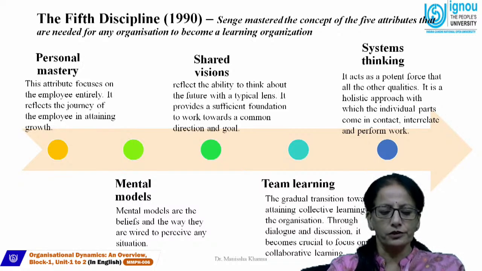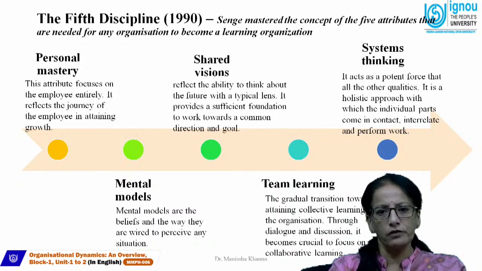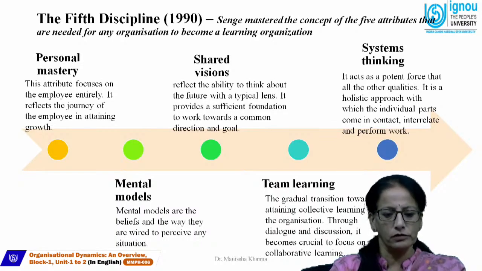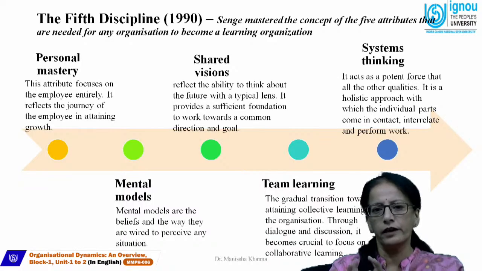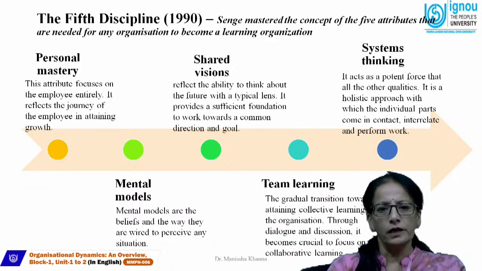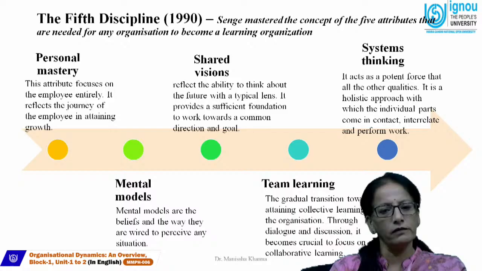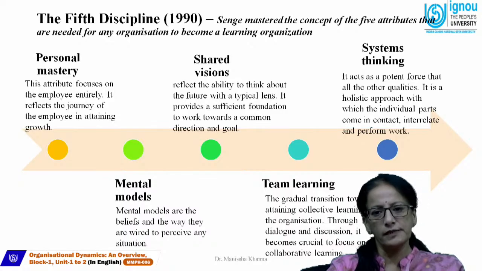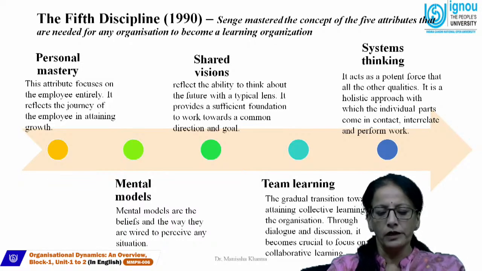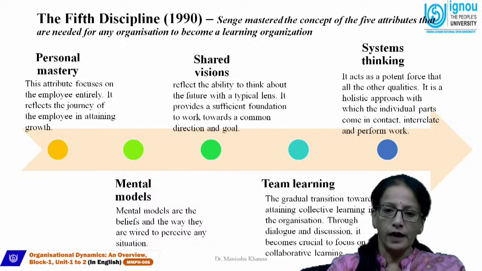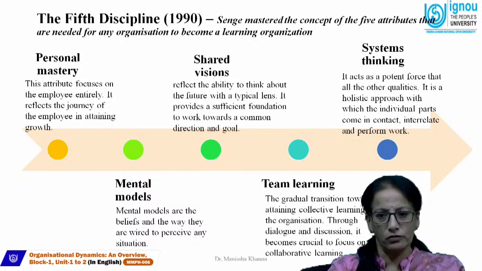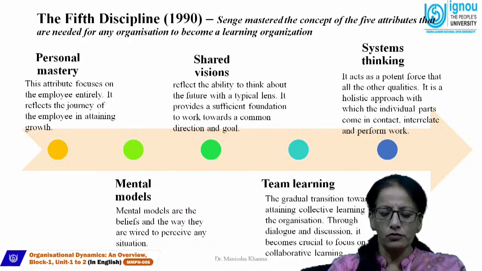Third one is shared vision. Shared vision reflects the ability to think about the future with a different lens altogether, because it provides a sufficient foundation to work towards a common direction and common goals. Fourth one is team learning. Team learning is a gradual transition towards attaining collective learning within an organization. It can be through discussions or dialogues given by the employees. It becomes crucial to focus on collaborative learning.